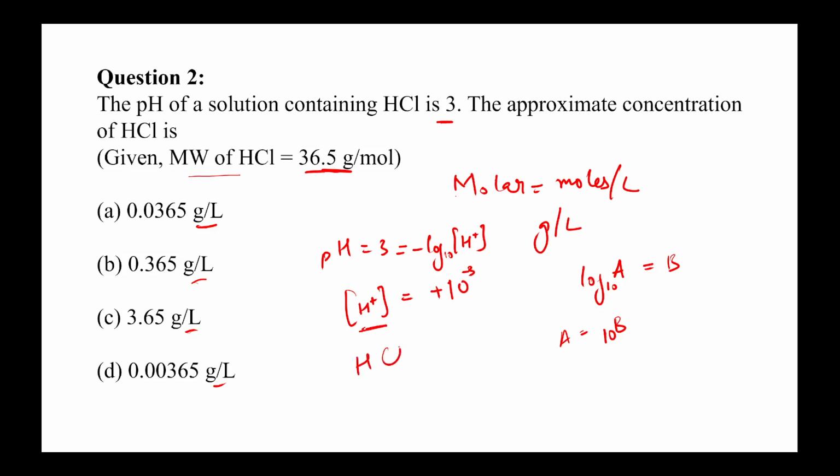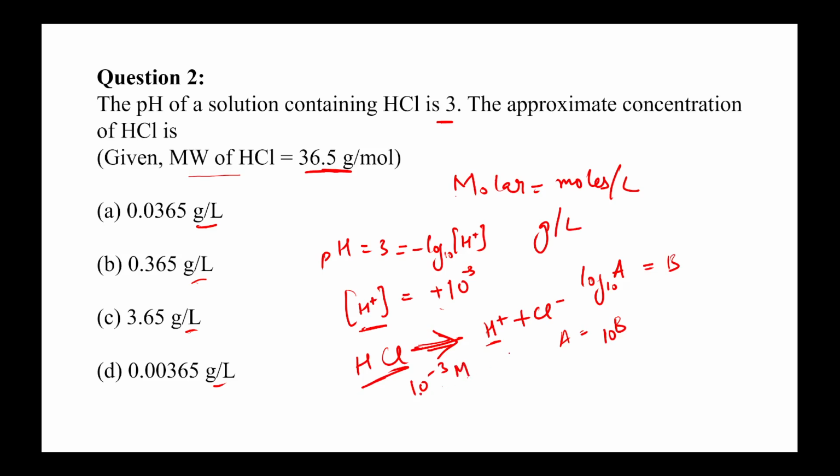Since HCl is a monoprotic acid, that is, it has one H plus ion, whatever the concentration of H plus ion will be equal to the concentration of HCl. So the HCl's concentration is also 10 raised to the power of minus 3. Now this is in molar.